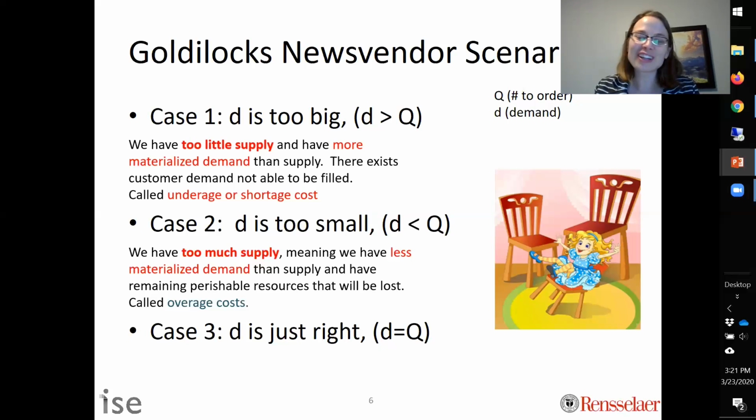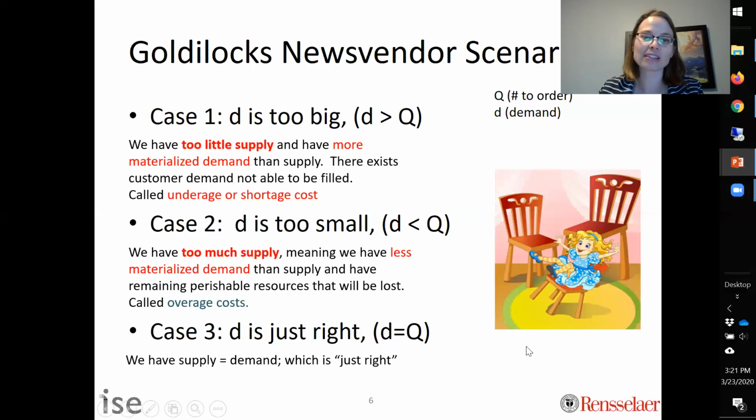Now, just like Goldilocks, we would love it to be just right. Our ideal situation is that demand is exactly equal to the supply that we have, which is what we would love. The problem here and the challenge here is we only can control Q. So we can control how many, but we can't control the demand. So the demand is stochastic. We have an estimate for it, but it's a random variable.